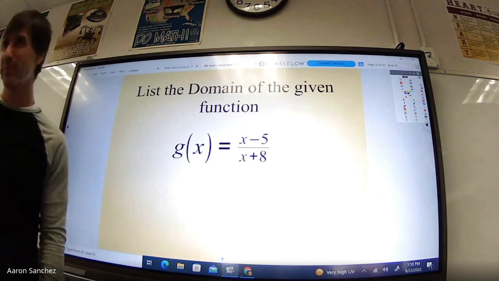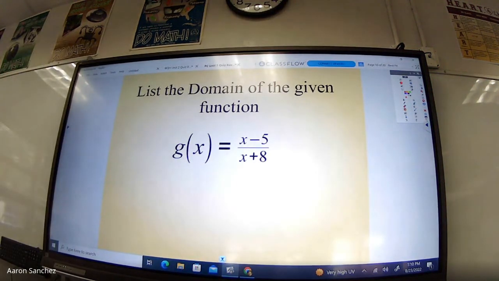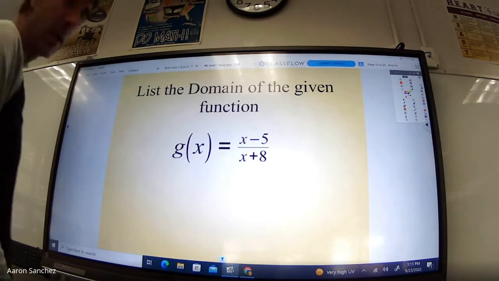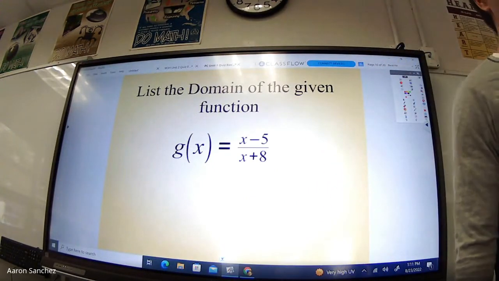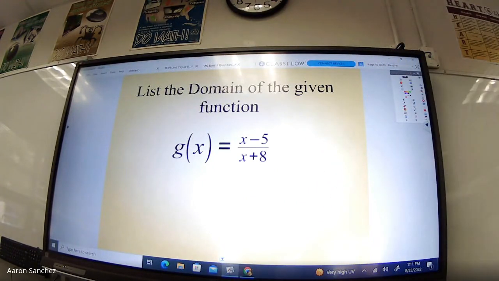Okay. This one seems kind of hard, but it's actually easy. But let's see if that statement is true for you guys. Okay, tell your neighbor how you think you would solve this problem. If you're not talking, it must mean you know the answer and I'll call on you. Go. Talk to your group. How would you approach this? What would you do?